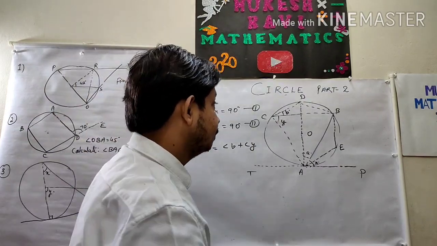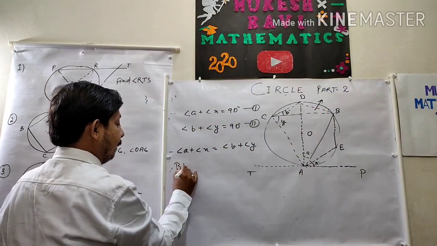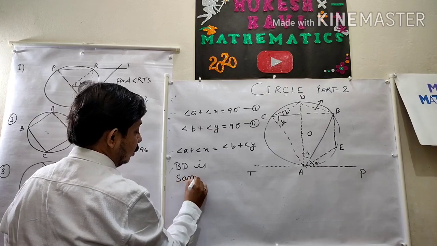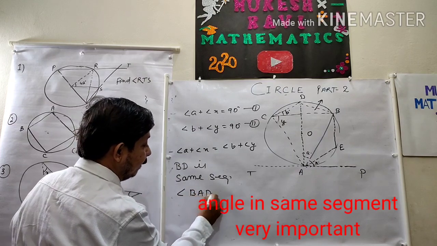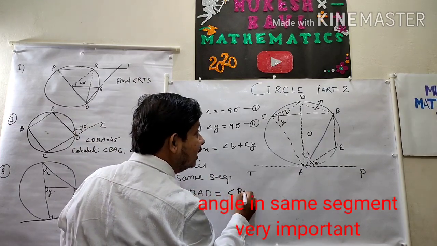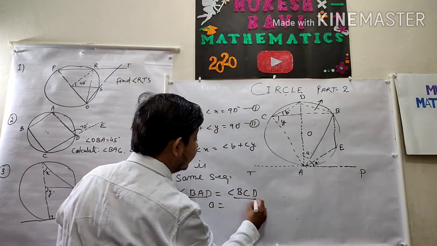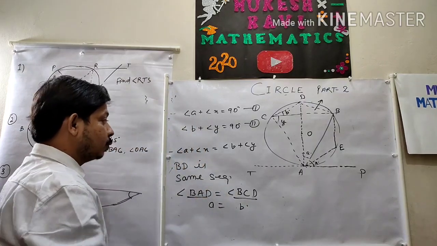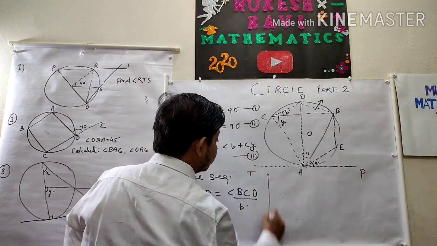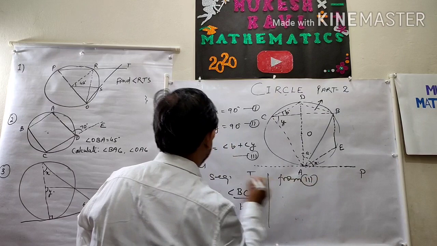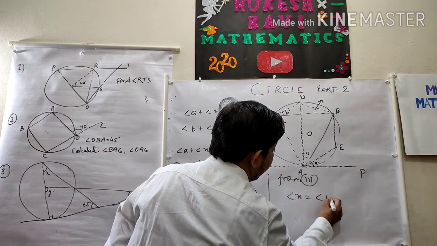Now you check. BD is the same segment. Angle BAD is equal to angle BCD. So BAD is A and BCD is B. So it means what? Angle A and angle B are equal. Suppose this is 3. So from 3 we can say A and B are eliminated because A is equal to B. Angle X is equal to angle Y.